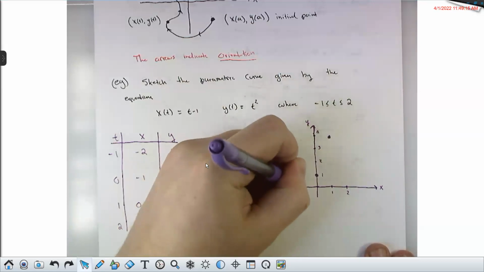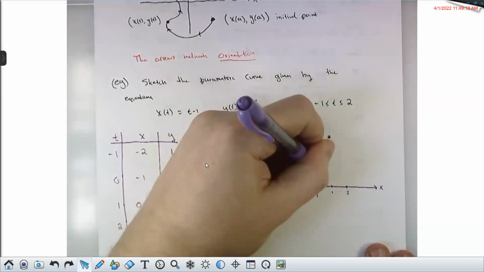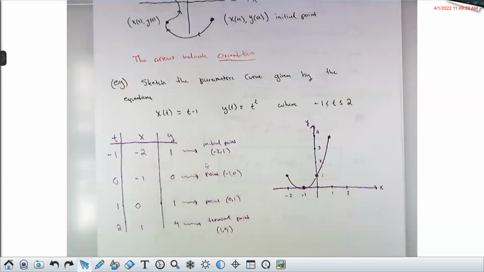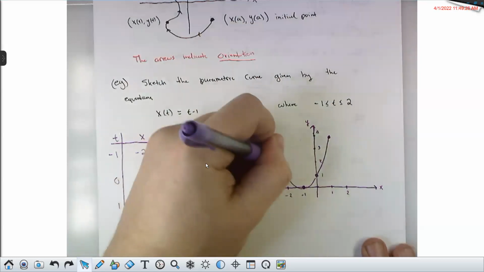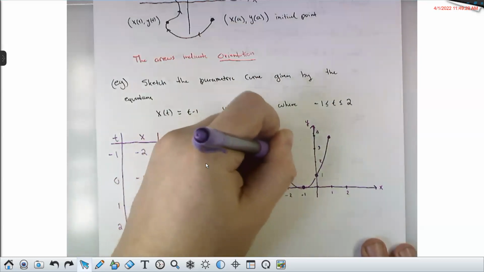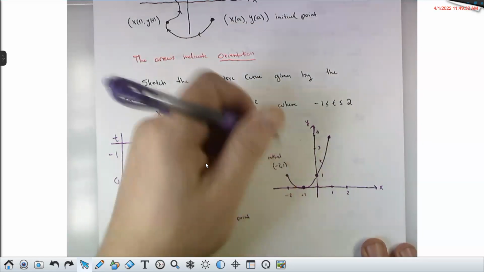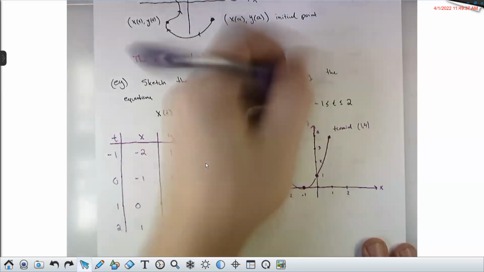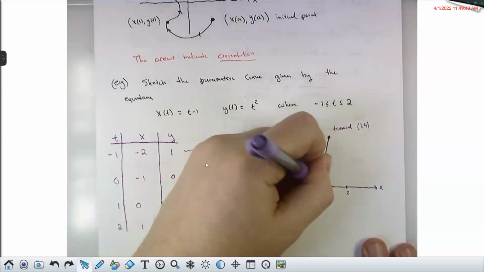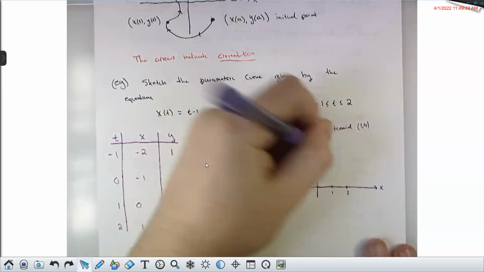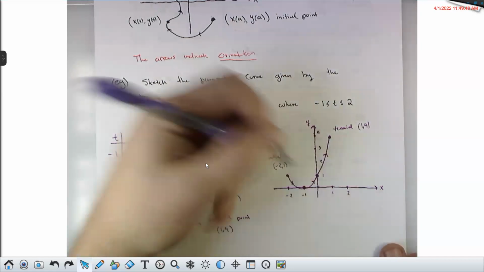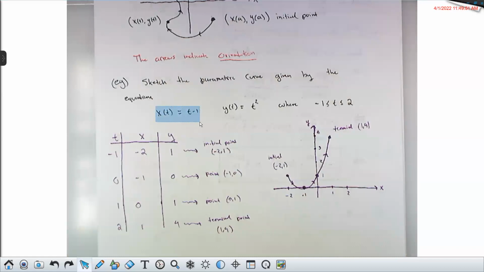So if I connect these with a curve, again, thinking just how you would in 8th grade, there's your graph. The initial point is this (-2, 1). The terminal point, this point (1, 4). And the orientation would be like this. So these parametric equations, x of t equals t minus 1 and y of t equals t squared, give me this graph.